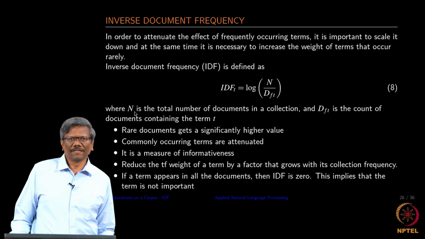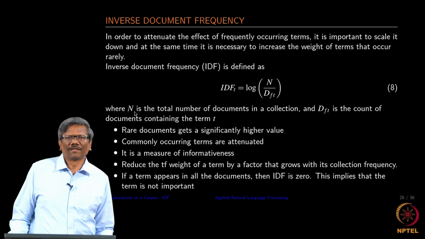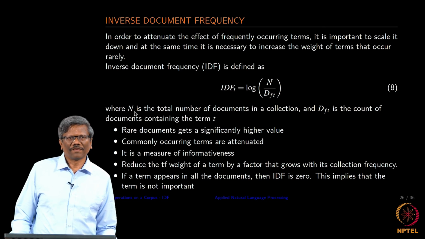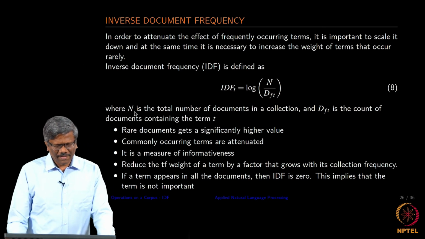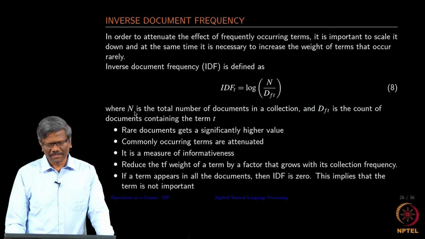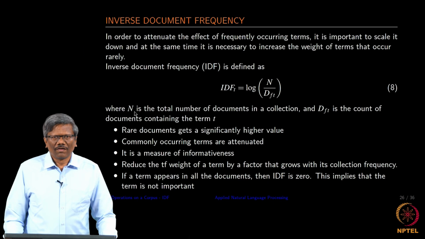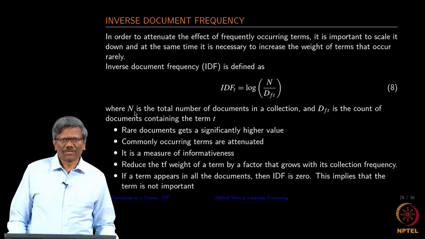So, we want to really make sure that there is some kind of normalization across the corpus, so that the retrieval of documents for a given term is always in a normalized fashion. Let us first define what IDF is. IDF is defined as the log of the ratio of the number of documents in a collection to the document frequency. Let us first define each one of those.